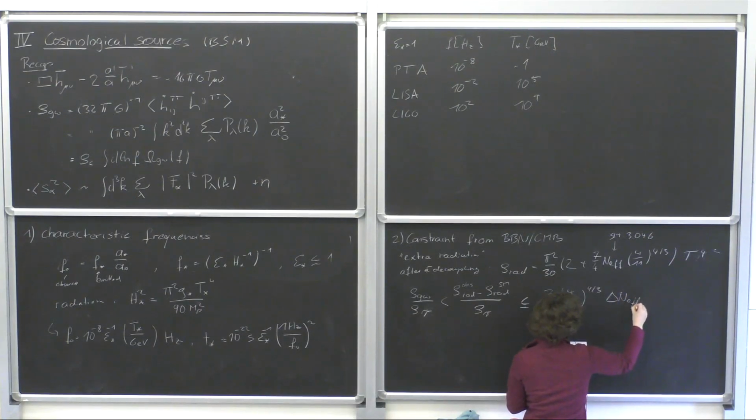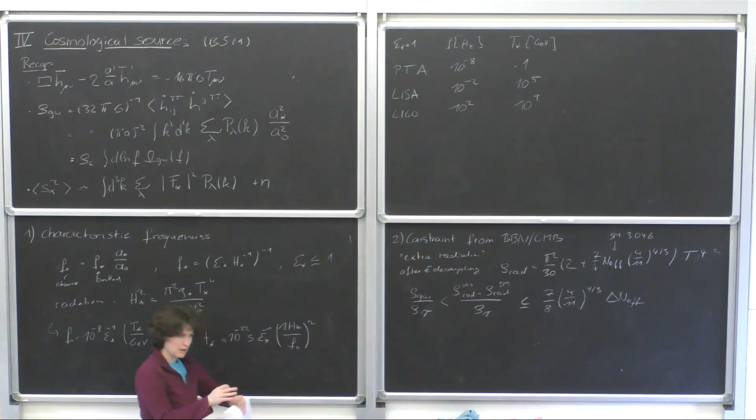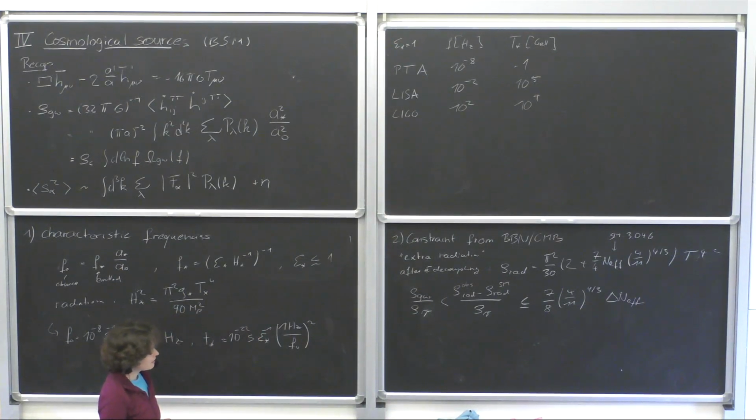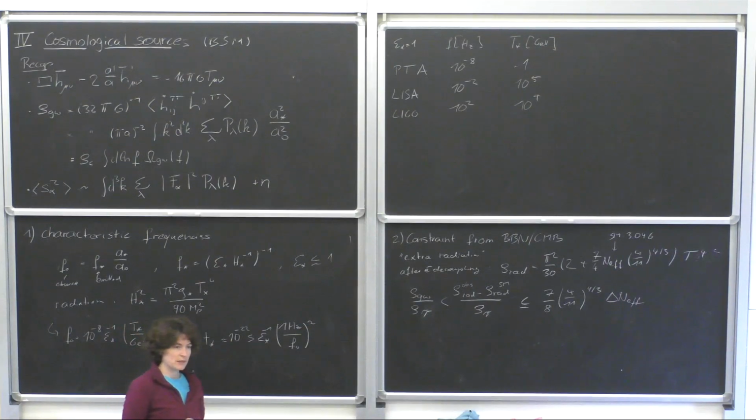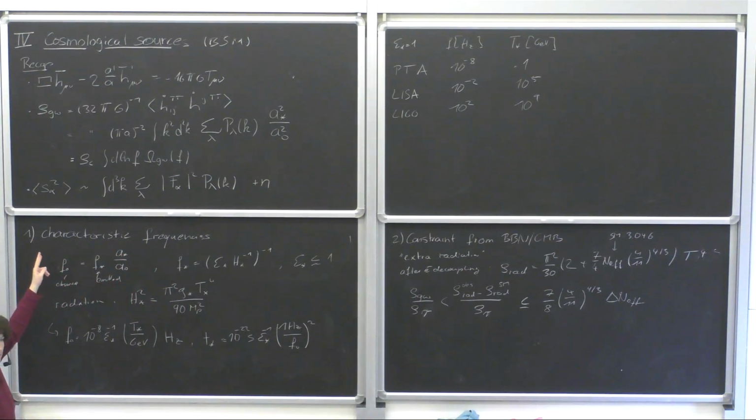So the delta N effective bound that we can get from the CMB and from BBN, basically bounds on expansion history, are directly bounds on the total amount of energy we can have in gravitational waves. And this rho here, of course, is nothing else than the thing we were computing yesterday. It's the total amount of energy that we have in gravitational waves.